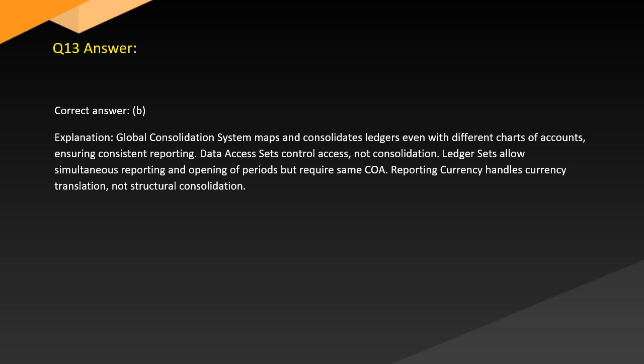Answer. Correct answer, B. Explanation. Global Consolidation System maps and consolidates ledgers even with different charts of accounts, ensuring consistent reporting. Data Access Sets control access, not consolidation. Ledger sets allow simultaneous reporting and opening of periods but require the same COA. Reporting currency handles currency translation, not structural consolidation.